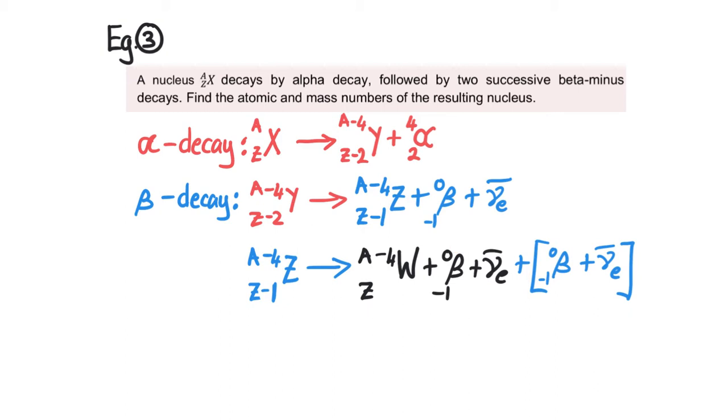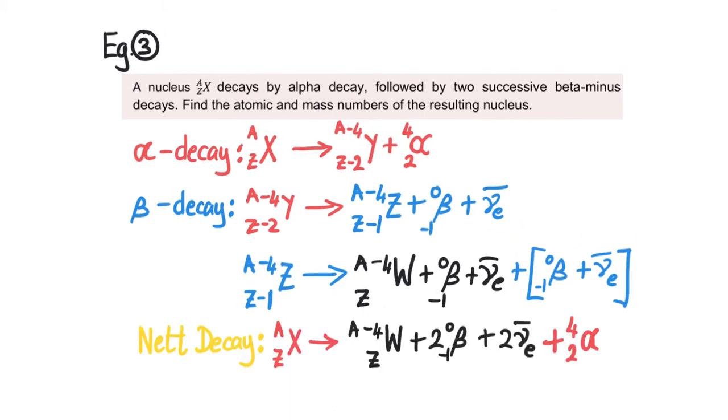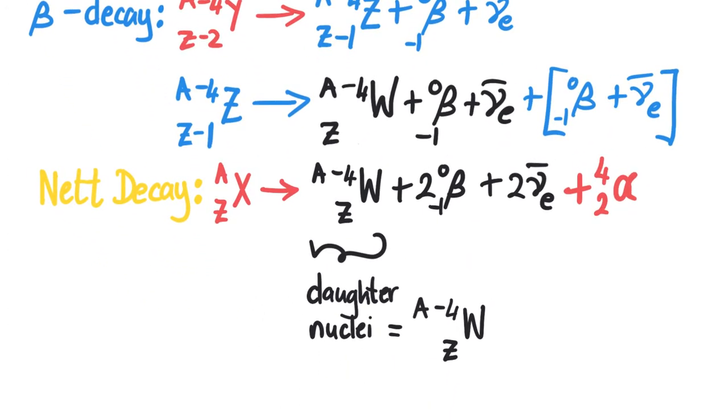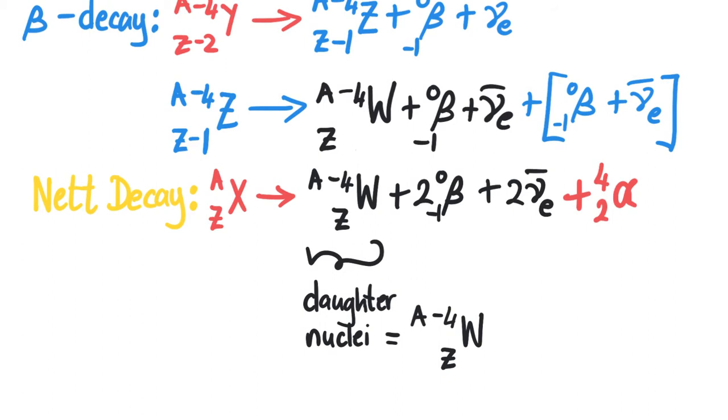We have another beta particle. We have another anti-electron neutrino. And then recall that the beta particle and the anti-electron neutrino from the previous decay are also there. Therefore, the net decay is from X with A and Z to W with A minus 4 and Z, plus 2 beta particles plus 2 anti-electron neutrinos, and don't forget the original alpha particle that was produced in the first decay. So the daughter nucleus that results from these 3 decays is the W nucleus with mass number A minus 4 and atomic number Z.